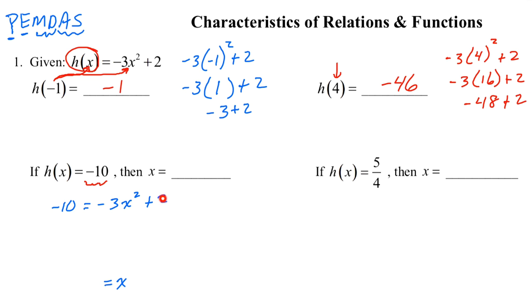That means we need to get rid of this 2, we need to get rid of this negative 3, and you need to get rid of this square on this. So to move things from one side of your equation to the other, you do PEMDAS in reverse, so addition and subtraction stuff is going to move first. That means you're going to move this 2 over to the other side first by subtracting it, which will give you negative 12.